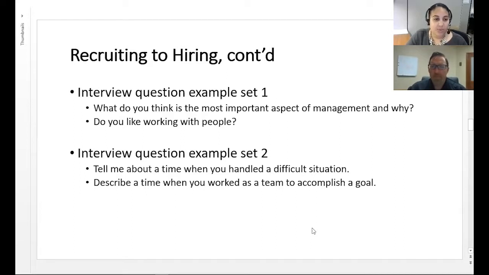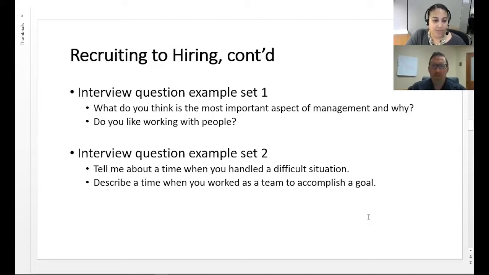And so when we're talking about the interviewing process, you've screened your applicants, or you've reviewed their resumes. I just wanted to give 2 examples of interview questions. So the first question says, what do you think is the most important aspect of management and why? And then the second question says, do you like working with people? So I want you to think about those questions.